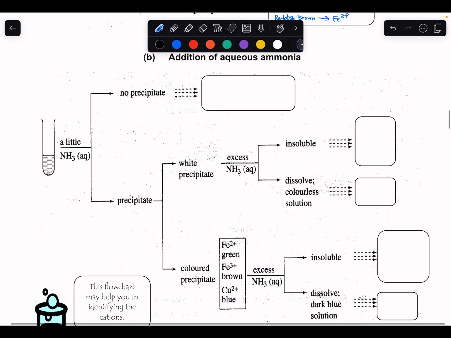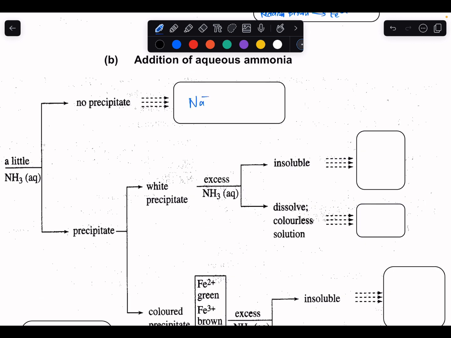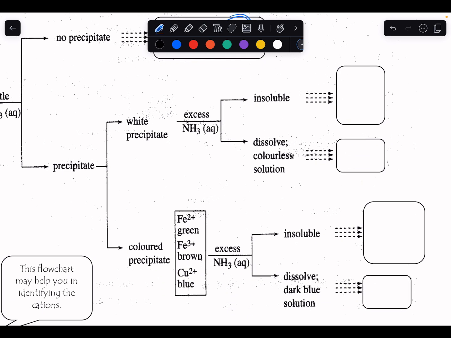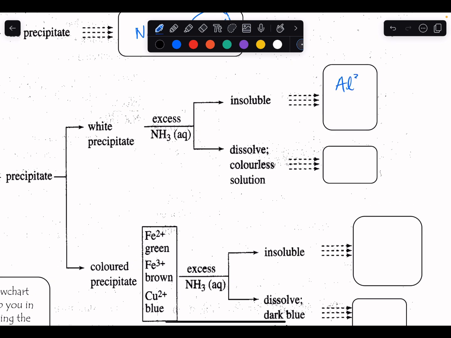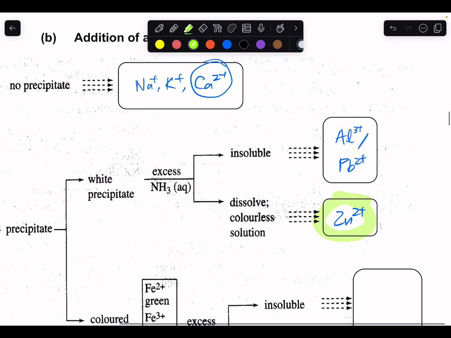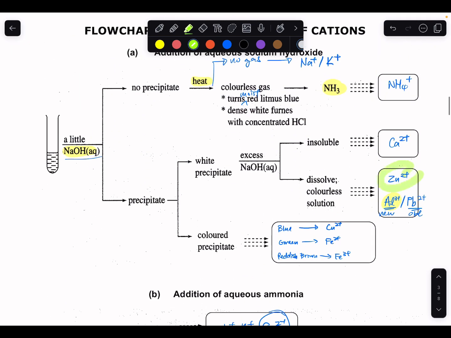When we add aqueous ammonia and there's no precipitate formed, this is likely your sodium, potassium, ammonium. You can't really add aqueous ammonia to ammonium because adding aqueous ammonia to water definitely will give you ammonium ions. But we also know that calcium does not form a precipitate when we add aqueous ammonia. Then if it gives a white precipitate, this will be your aluminium or lead. And if it dissolves, it is zinc 2 plus. So what I remember is that zinc dissolves in excess for both. Okay, but not the rest.